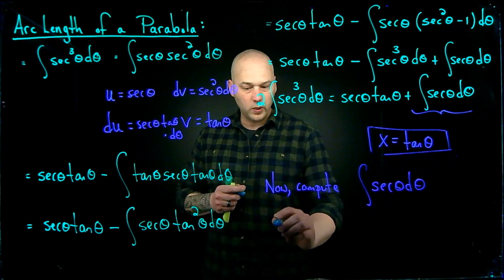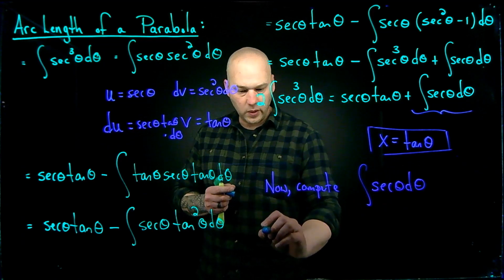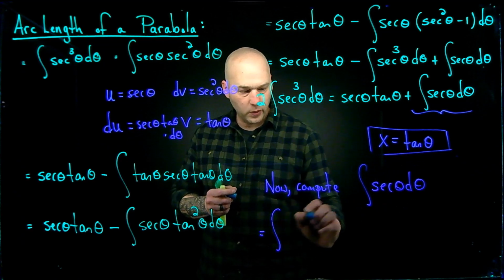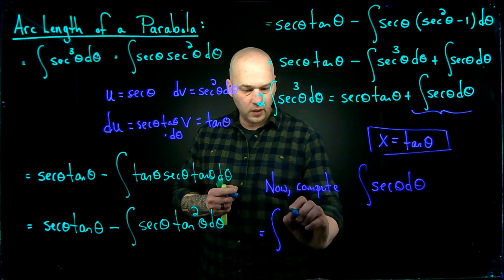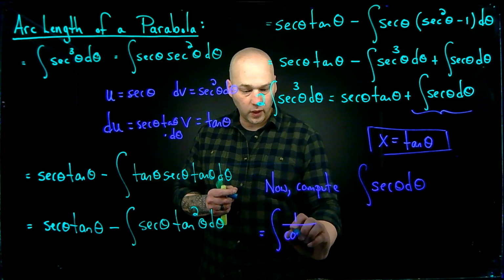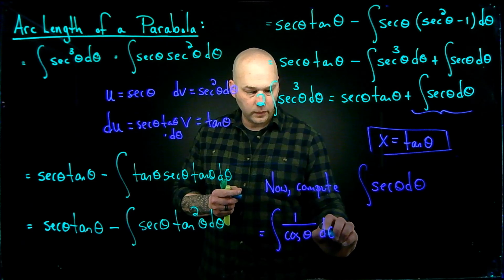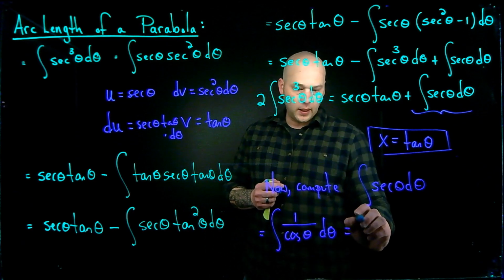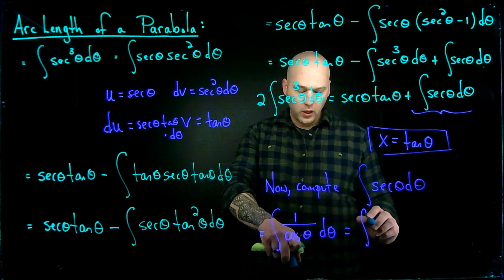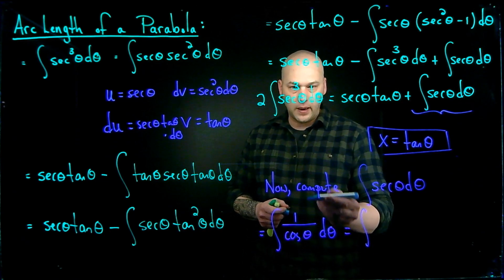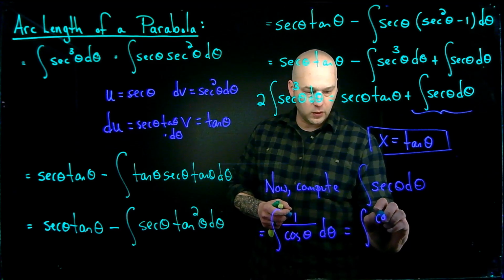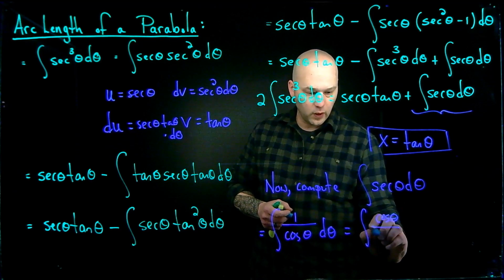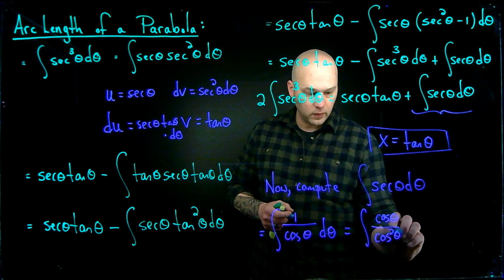The way that I'm going to do this is I'm going to first and foremost rewrite secant of theta as 1 over the cosine of theta. All right, this is the reciprocal definition of the secant. And then what I'm going to do with 1 over cosine is multiply top and bottom by cosine. So this is the same thing as cosine theta over cosine squared theta.